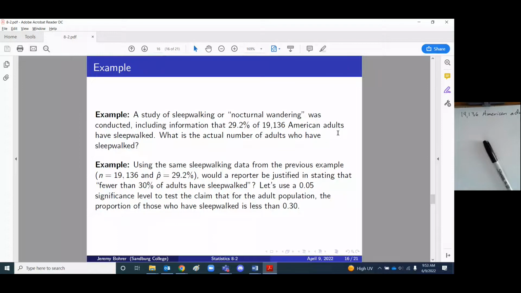In this video, we are looking at the problems in the 8.2 slides. We're starting off with this one. A study of sleepwalking or nocturnal wandering was conducted, including information that 29.2% of 19,136 American adults have sleepwalked. And we ask, what is the actual number of adults who have sleepwalked?